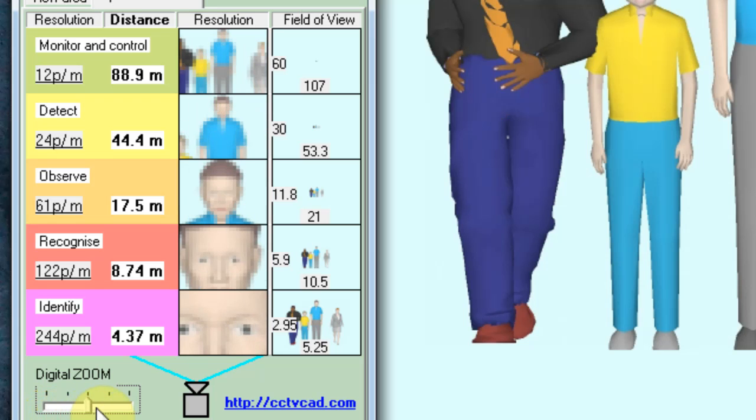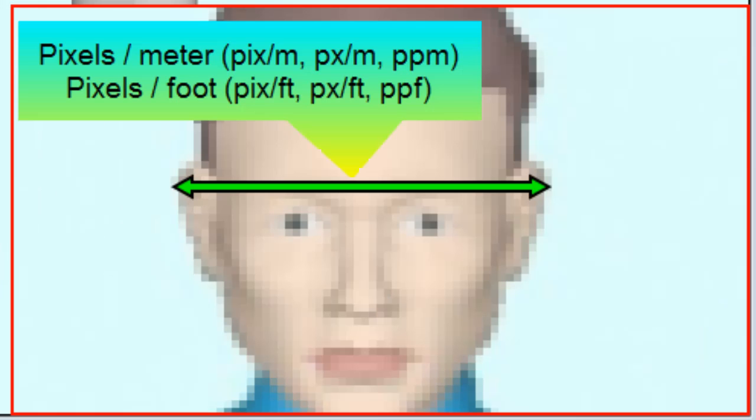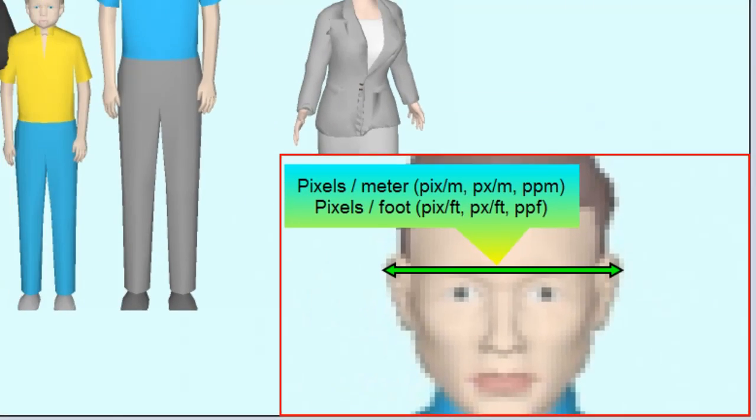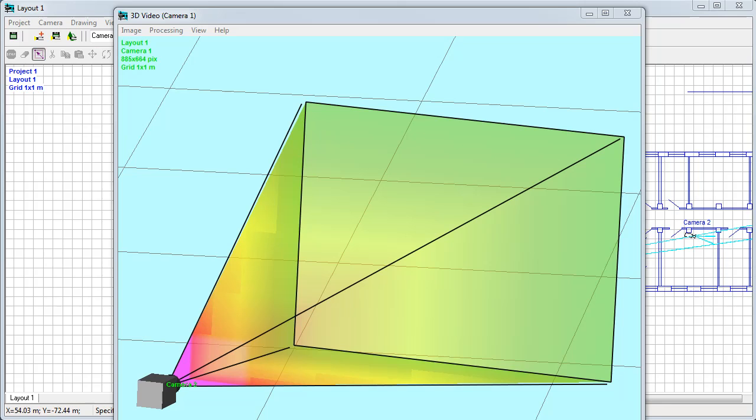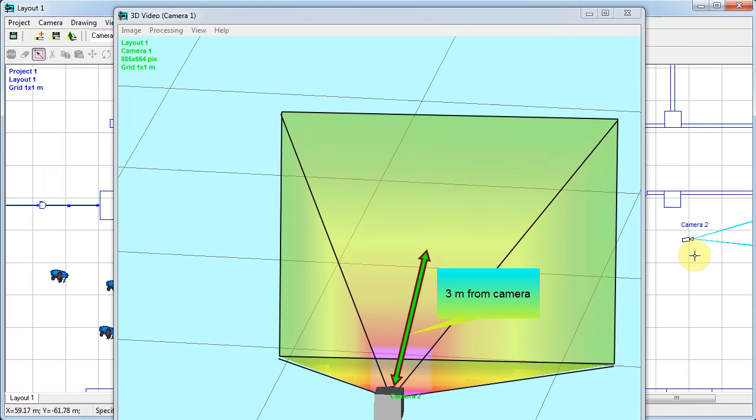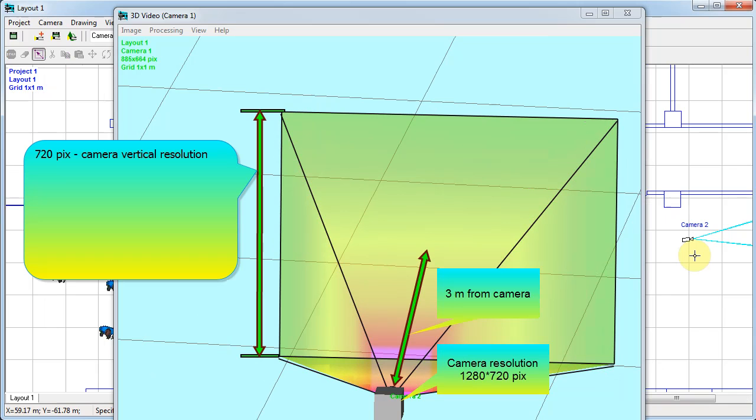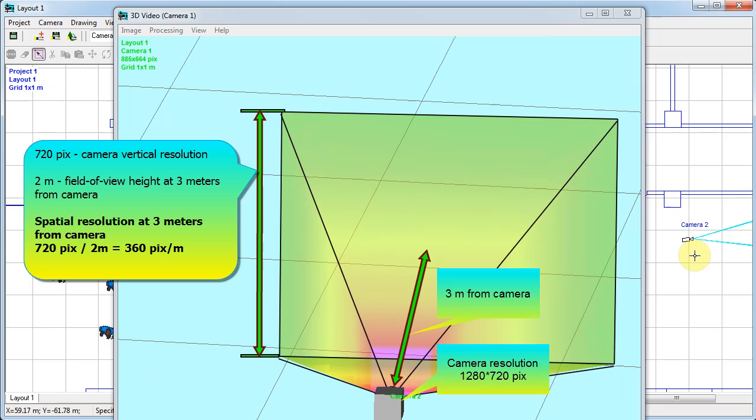Spatial resolution determines how many pixels of the camera cover a unit length in space. The spatial resolution is measured in pixels per meter or pixels per foot. The spatial resolution at a given distance from the camera is obtained if we divide the number of pixels of the camera horizontally or vertically by the height or width of the camera field of view at this distance.